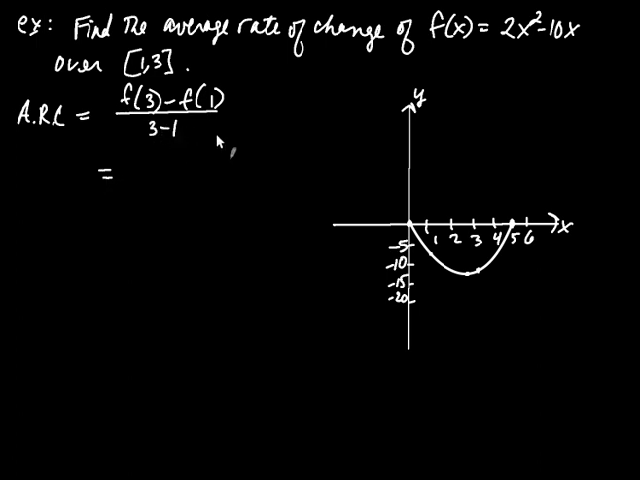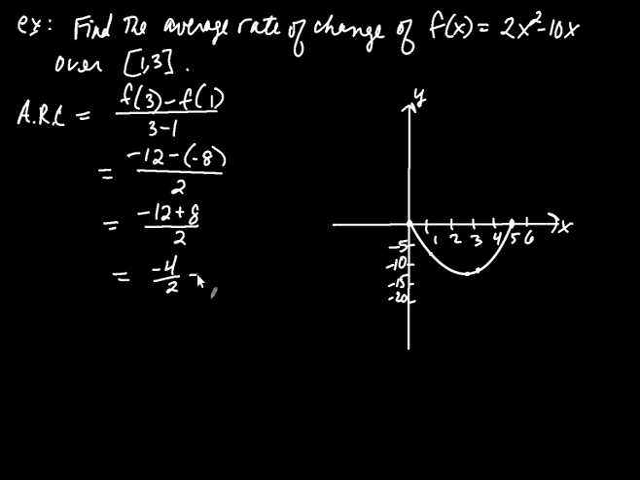And let's see, f of 3 is going to be, if we plug that in, 9 times 2 is 18, take away 30, which is negative 12. And then we subtract off f at 1, which is negative 8. And then we divide that by 3 take away 1, which is 2. So we're looking at negative 12 plus 8 divided by 2, which is negative 4 over 2, which is negative 2.